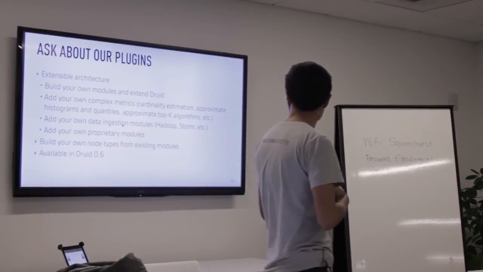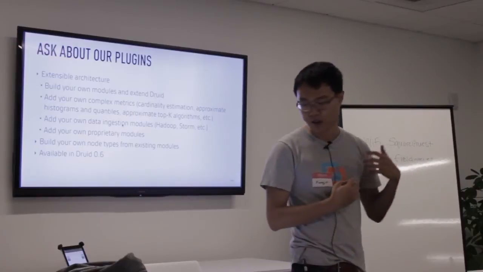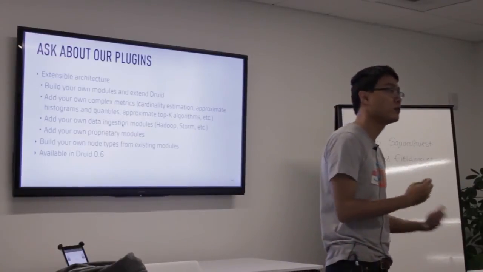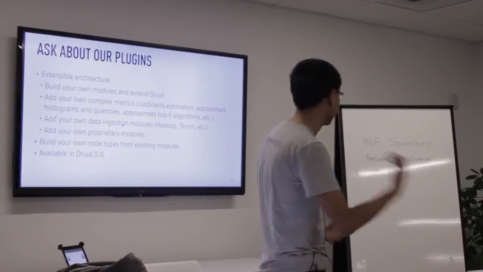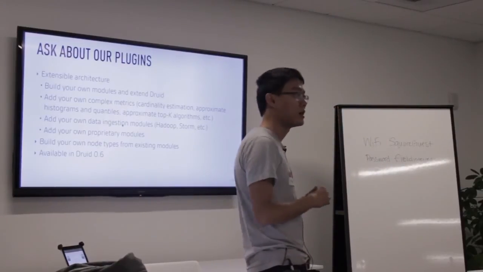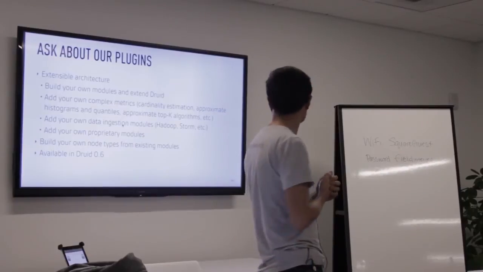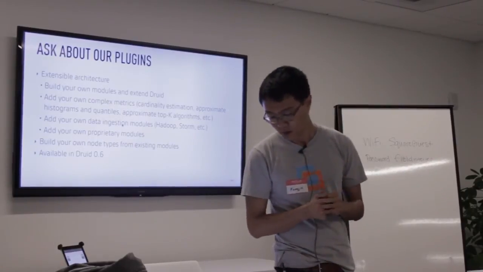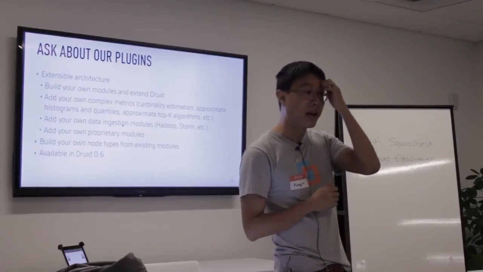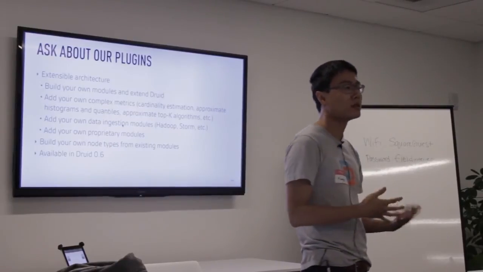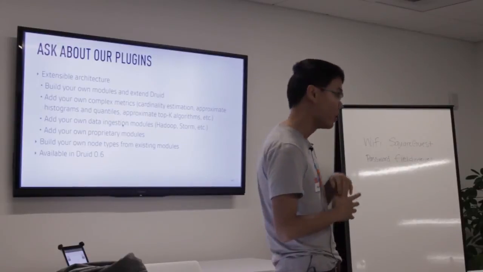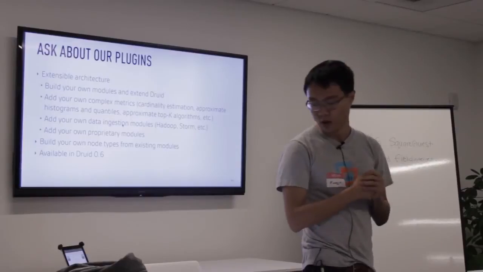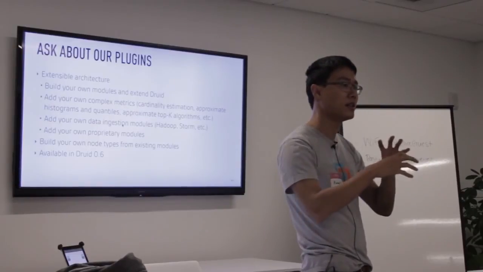Modules that we've seen contributed fairly recently are around cardinality estimation. We've seen modules for approximate histograms and quantiles. And we also have modules that we built ourselves in order to do approximate top K calculations. Similarly, we've built data ingestion modules. So we do batch processing and batch data ingestion through Hadoop, and we do real-time processing using Storm.